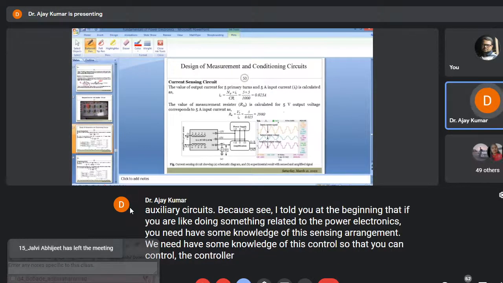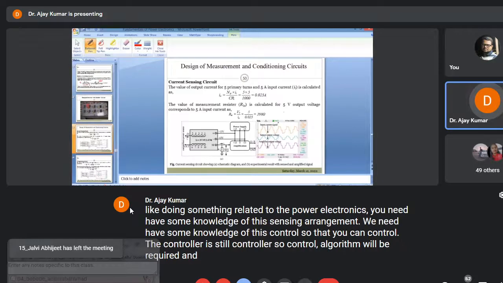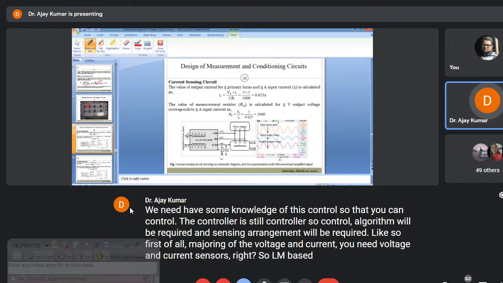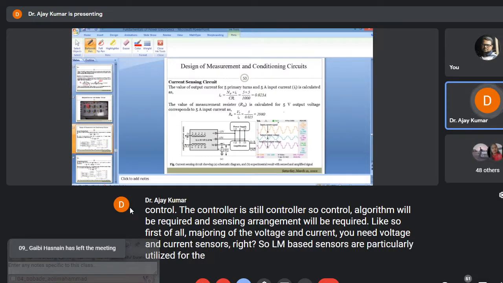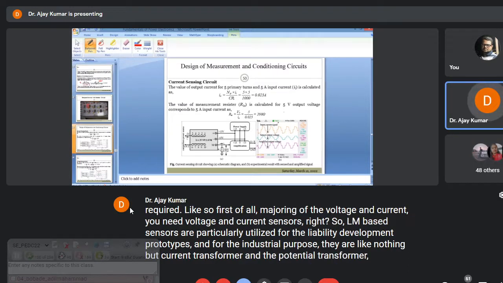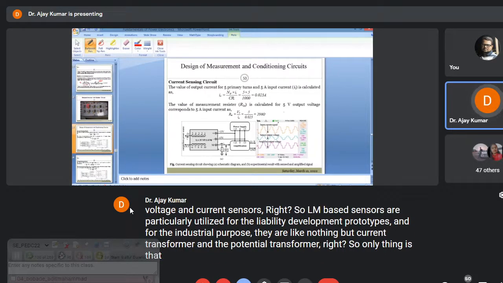So a control algorithm will be required, and a sensing arrangement will be required, right? So first of all, for measuring the voltage and current, you need voltage and current sensors, right? LEM based sensors are particularly utilized for laboratory development prototypes and for industrial purposes. They are nothing but a current transformer and a potential transformer, right? The only thing is that you have to design these circuits accordingly as per the requirement, right?